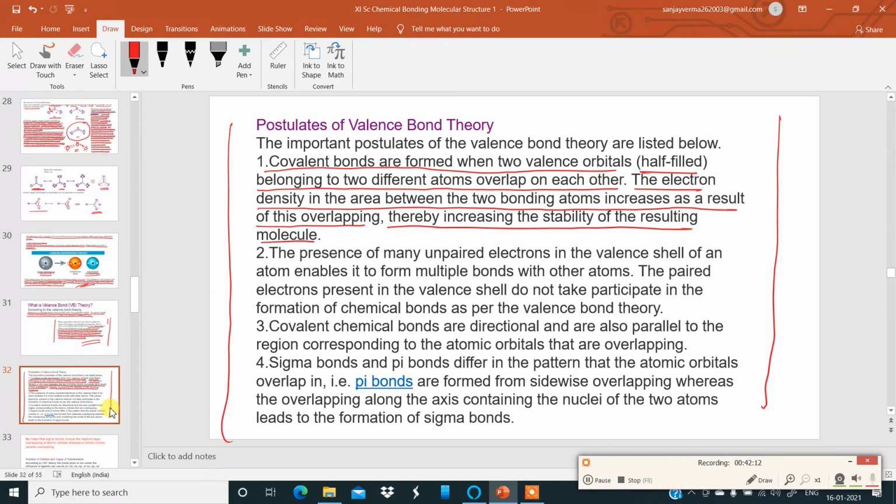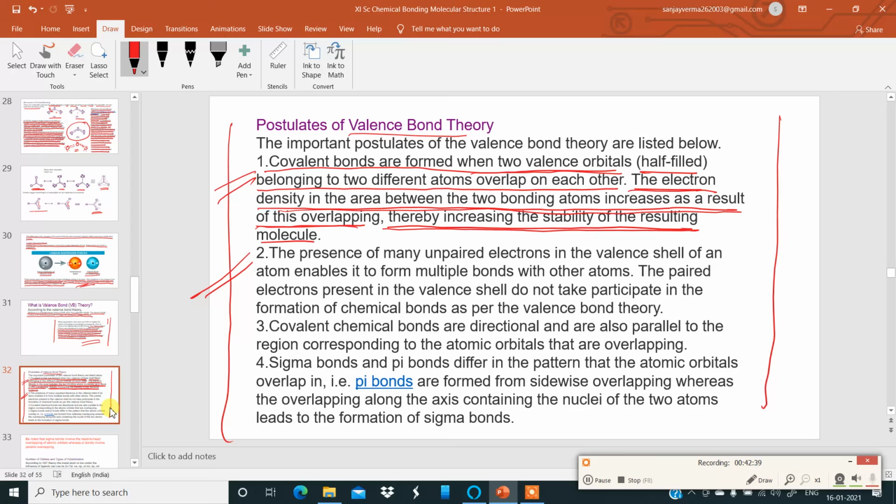Okay. So remember, how are covalent bonds formed according to the valence bond theory? When two valence orbitals, meaning outermost orbitals containing half-filled electrons, belonging to different atoms overlap on each other. The electron density in the area between the two bonding atoms increases as a result of this overlapping, thereby increasing the stability of the resulting molecule. That is the first postulate.